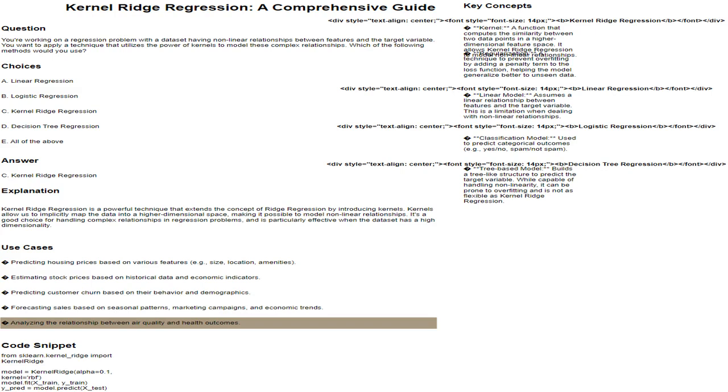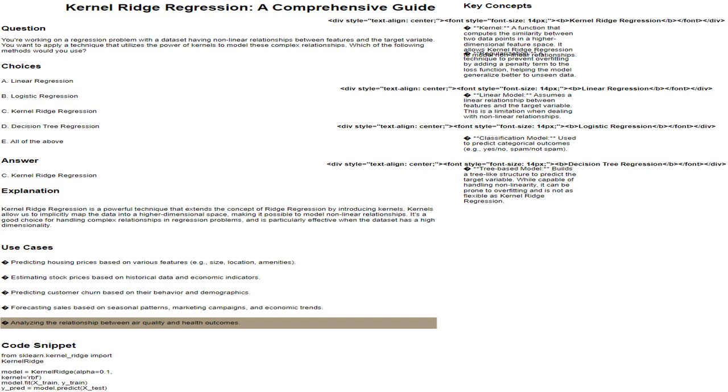Let's consider a simple example where we want to predict house prices based on their size. We have a dataset with two features: size in square feet and price in thousands of dollars. We use the RBF kernel in kernel-ridge regression to find the nonlinear relationship between size and price. Sizes: 1,000, 1,500, 2,000, 2,500, 3,000. Prices: 150, 220, 300, 380, 450.